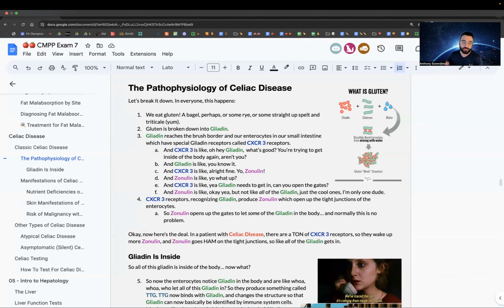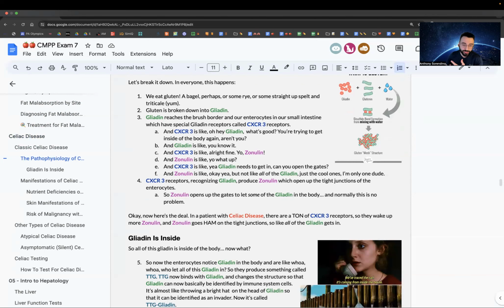All right. CXCR3 receptors recognize gliadin, they produce zonulin, which opens up those tight junctions, and then gliadin comes in. So zonulin opens up the gates to let some of the gliadin in the body, and normally this is no problem. Now here's the deal. In a patient with celiac disease, there are a ton of these CXCR3 receptors. So they wake up more zonulin, and zonulin goes ham on these tight junctions, and all of this gliadin gets in. That's where the problem starts.